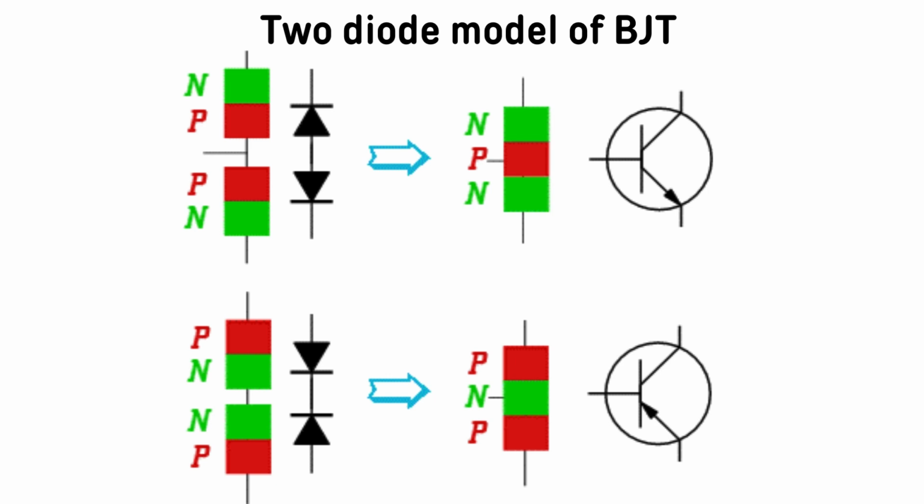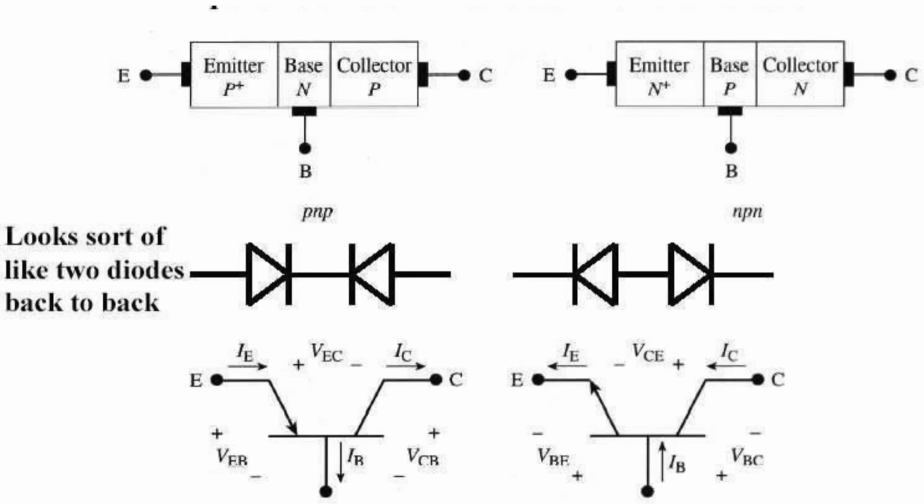Why? Because the doping concentrations will be different for NPN as well as for PNP transistors. Emitter is heavily doped, base is lightly doped, collector is moderately doped. Here the figure represents the two diodes connected back to back with directions of current: emitter current, base current and collector current.